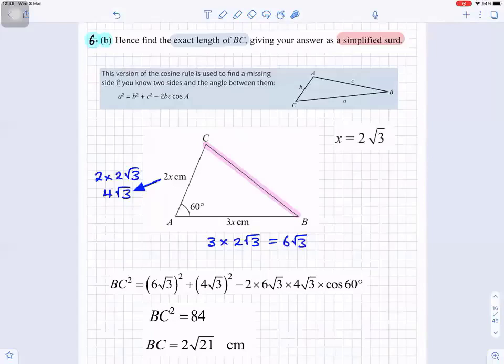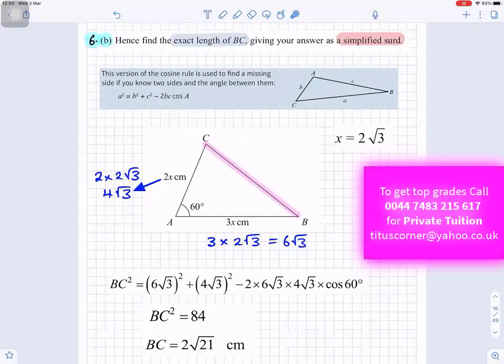Question 6b says, hence find the exact length of BC, giving your answer as a simplified surd. Hence means you use your answer from before. And we're going to use this formula I've put there. It's the cosine rule. a squared is equal to b squared plus c squared minus 2bc cos A. So what we want is, we've got CB, find the length of BC. We got CB, we'll call it BC.